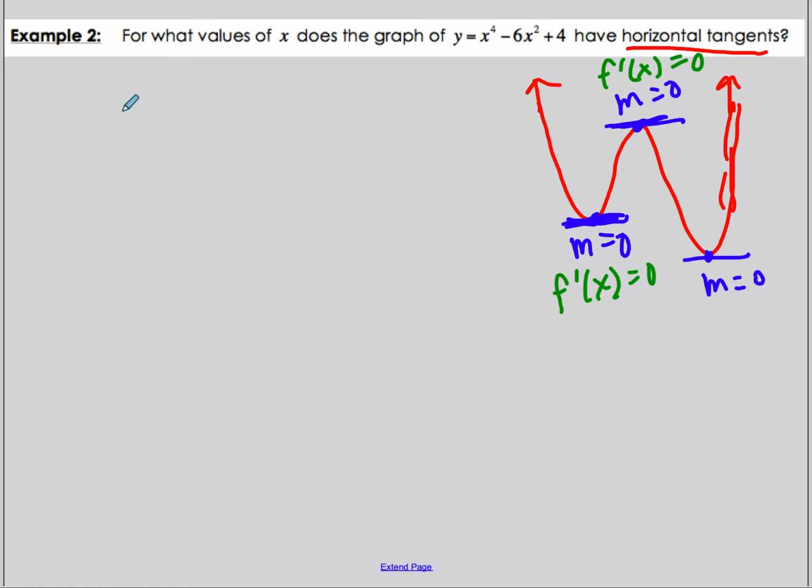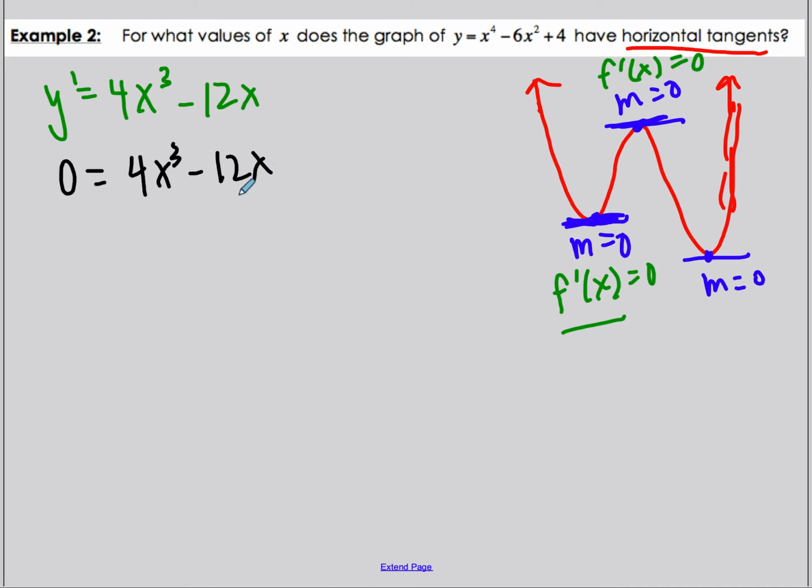My derivative of my function, y prime, using my power rule, would be 4x to the third minus 12x plus 0. Okay, so the derivative of a constant is 0. And now what I need to do is take my derivative, f prime of x or y prime of x, and set that part equal to 0. And now from here, I would just solve for x. Looks like I have a GCF of 4x. So I'm going to factor out 4x. So I have x squared minus 3.